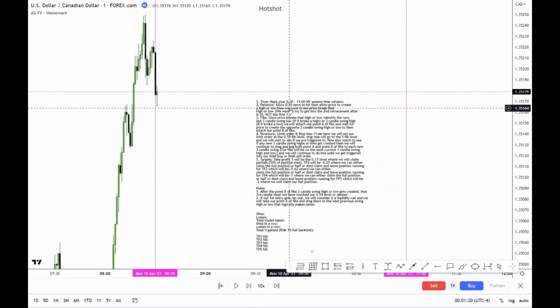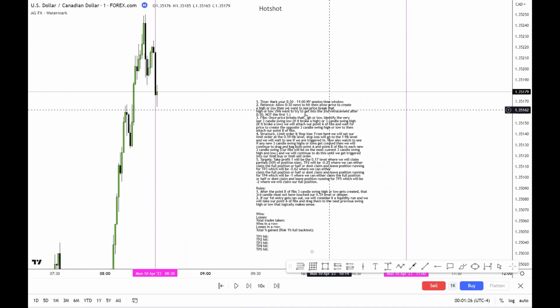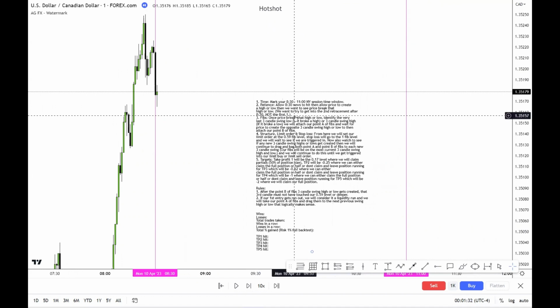Now, step 2 is patience. Allow 8:30 news to hit, then allow price to create a higher low. Then we want to see price break that higher low. We want to try to get into the second retracement after 8:30, not the first. Why? Because at 8:30, news will hit, take out liquidity, shoot up the other way, and then it'll retrace. And those traders catching that retracement, that's the 2022 model traders. And ICT says that that specific retracement creates that intermediate term high or intermediate term low, specifically because it rebalances an imbalance. Anytime an imbalance is rebalanced, it creates an intermediate term high or an intermediate term low.